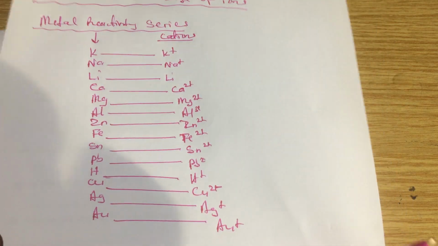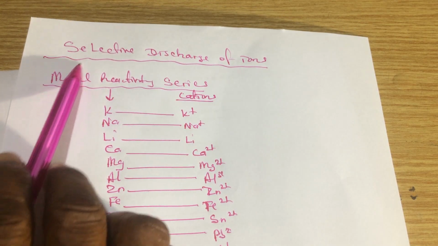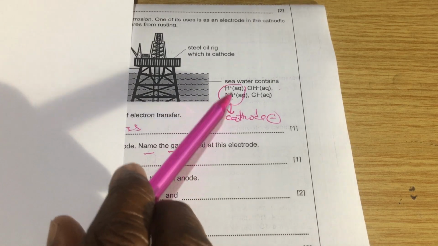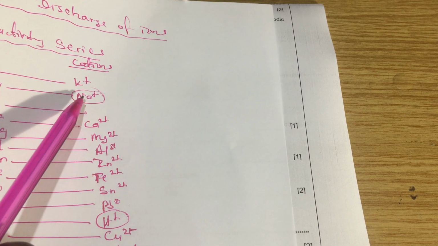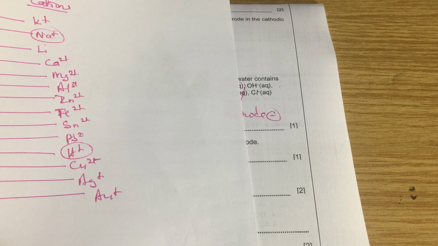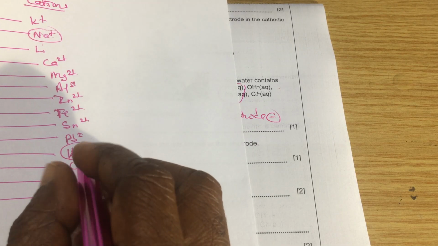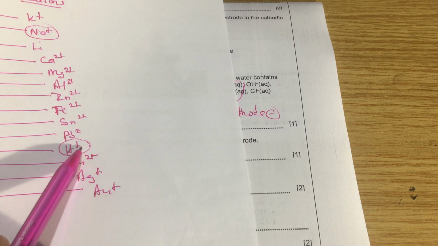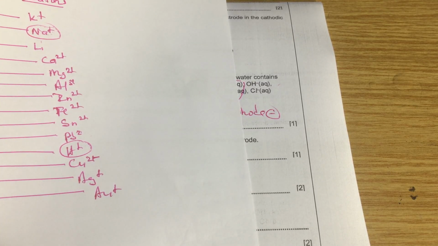These are the cations. Now my question is: is it sodium ion or hydrogen ion? This is hydrogen ion and this is sodium ion, right? Sodium ion is higher up in the series. It's more electropositive than hydrogen ion. The discharge depends on the position. The one that is lower in the series will be discharged in preference to the one on top. So hydrogen ion will be discharged in preference to sodium ion.